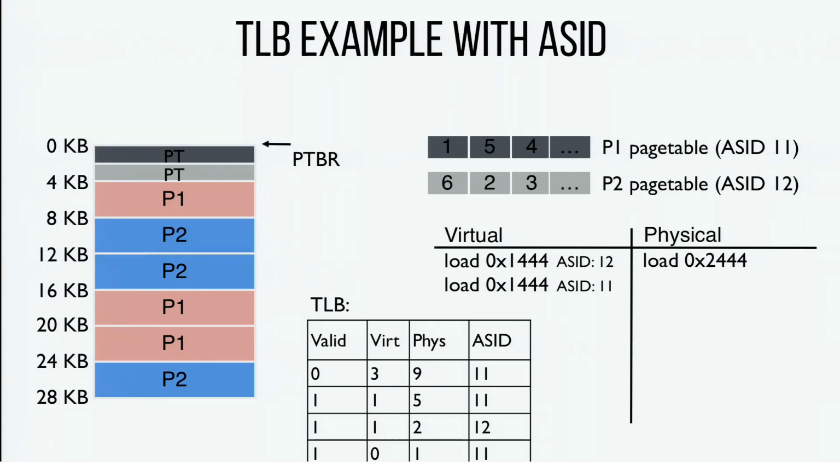Now, if we have a context switch, I think my animation changed, and now we are running a different process with this identifier, and we do a load from the same virtual address. Now what will the physical address be that corresponds to this? In our TLB, we look for a valid page with a virtual page number that matches 1, and the ASIDs match, which is 11. So 1 maps to 5, and so we change our virtual page number of 1 to our physical page number of 5, same offset within that page, and that's our physical address.